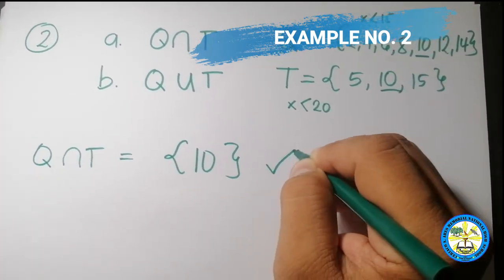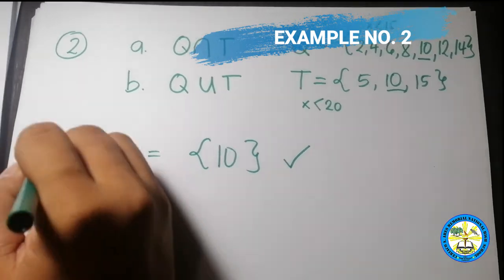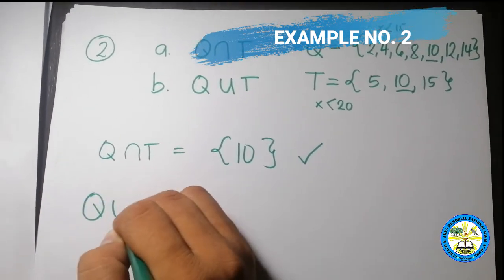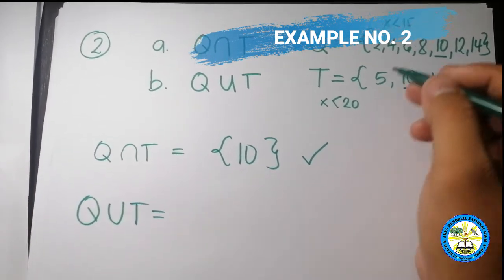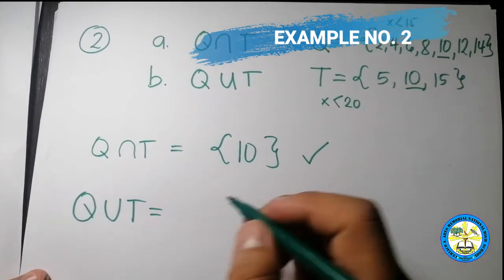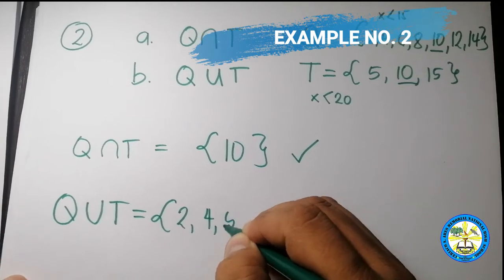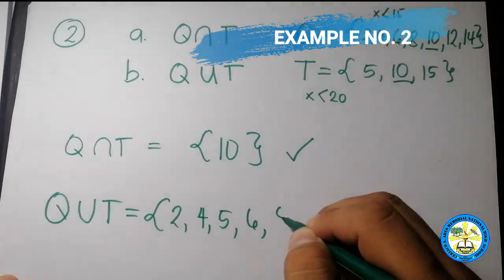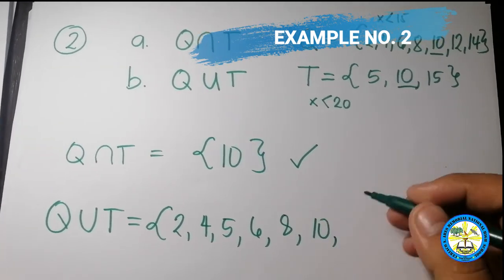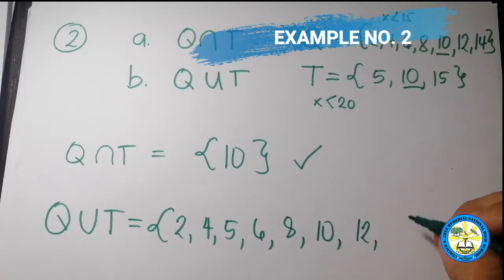Okay, so the second one, the union of event Q and event T. We are going to write all the elements of event Q and event T respectively. So we have 2, 4, 5, 6, 8, 10, 12, 14, and 15.